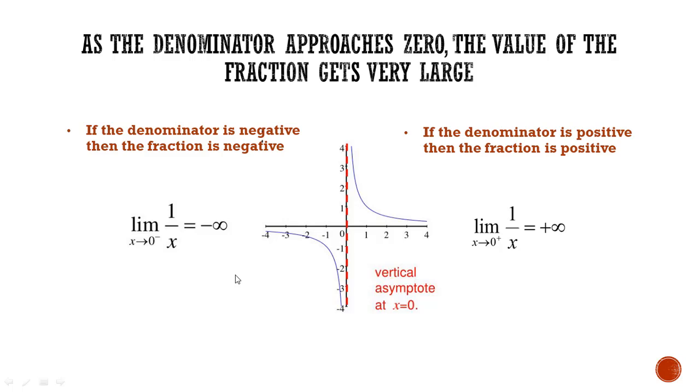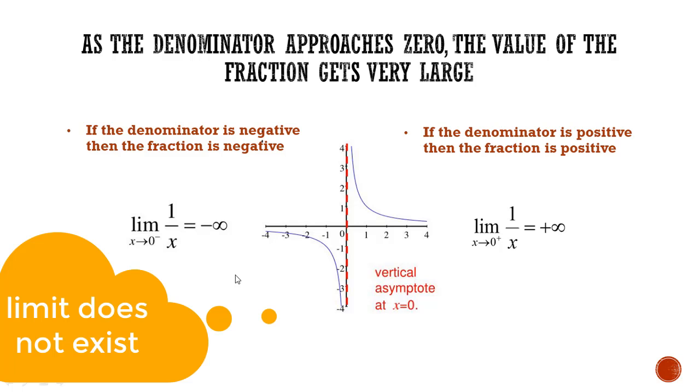So this is an example where the left side limit and right side limit go in opposite directions. This is what we call the limit does not exist. If the limit exists, it must be both increasing or both decreasing.